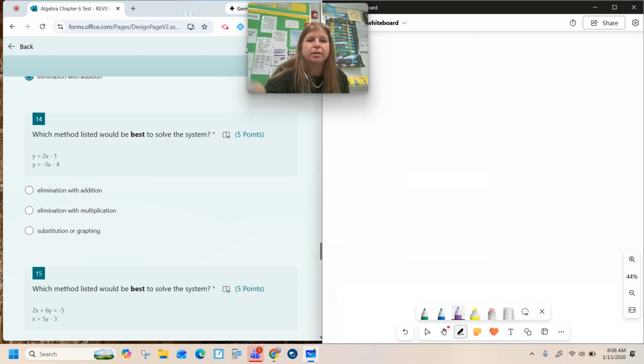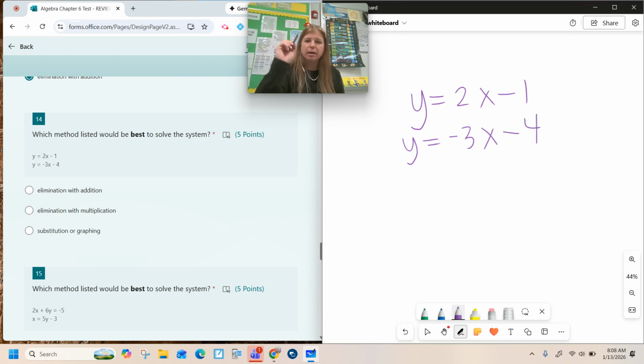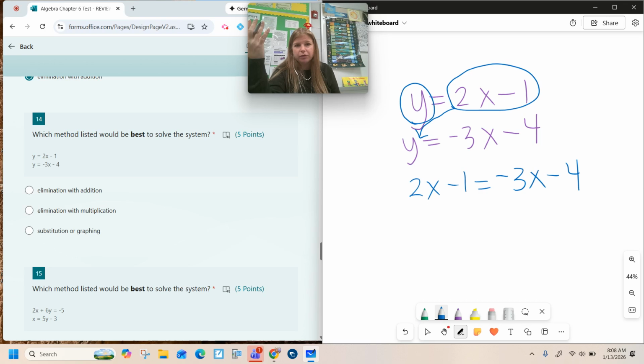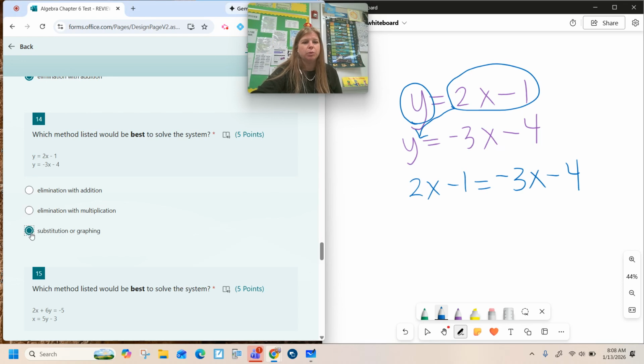How about number 14? y equals 2x minus 1 and y equals negative 3x minus 4. Now notice these are both in slope-intercept form, and not a single problem I did in elimination had them in slope-intercept form. They were all standard form. So when I look at these two equations, I might say, oh, when they're both y equals, that's so easy. You just plug one equation into the other, right? So substitution would be really easy to do here. Or, because they're both in slope-intercept form, and we've been graphing for a few years now, I could probably also graph them pretty easily. So probably substitution or graphing.